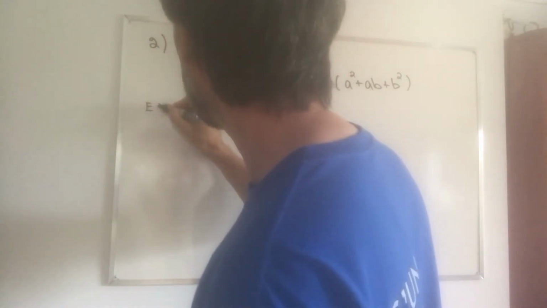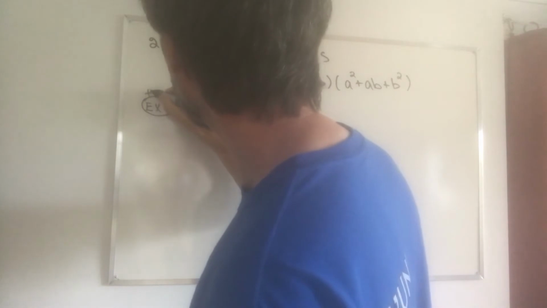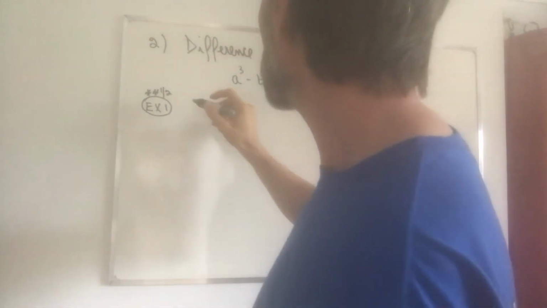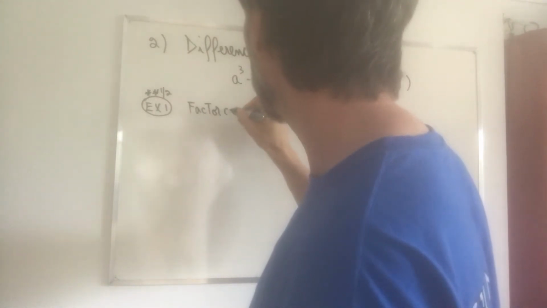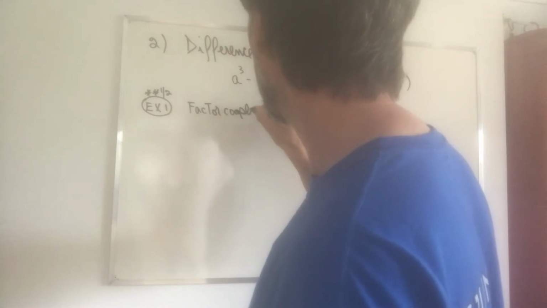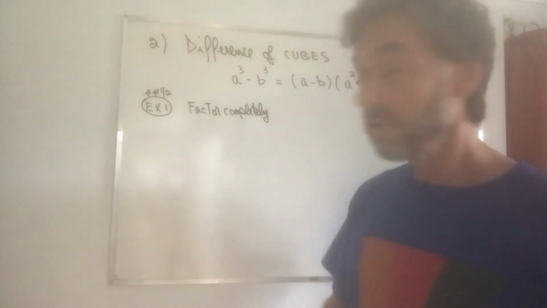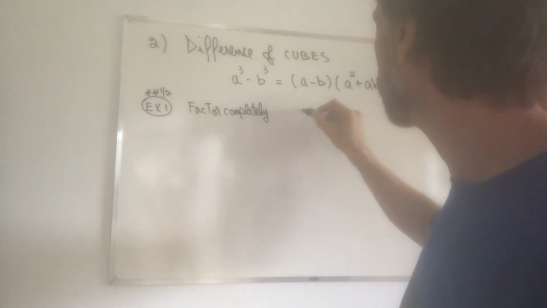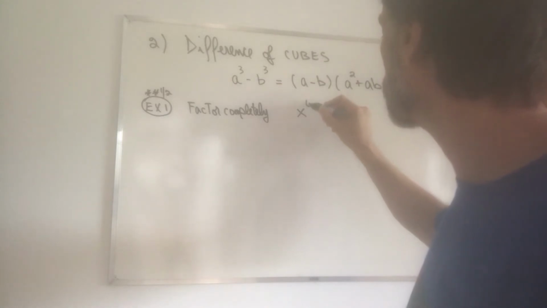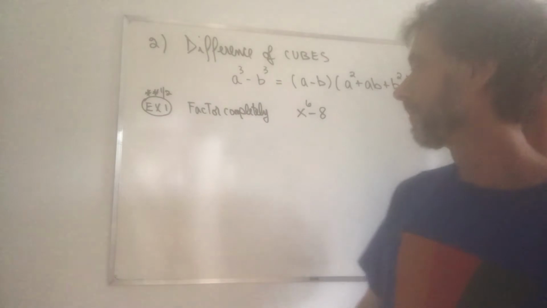All right, example 1 for this. So let's start this at 2.5 stars. So factor completely the following expressions. Let us say we have x to the power of 6 minus 8. Okay.